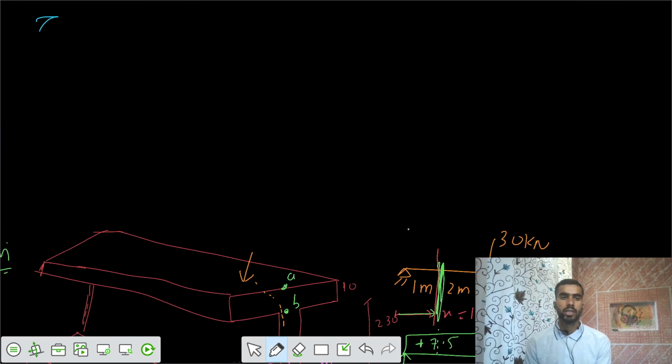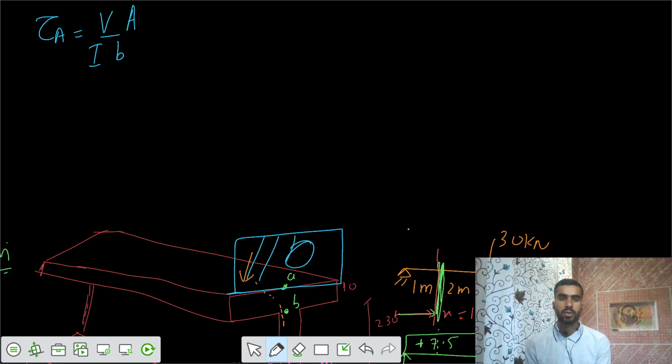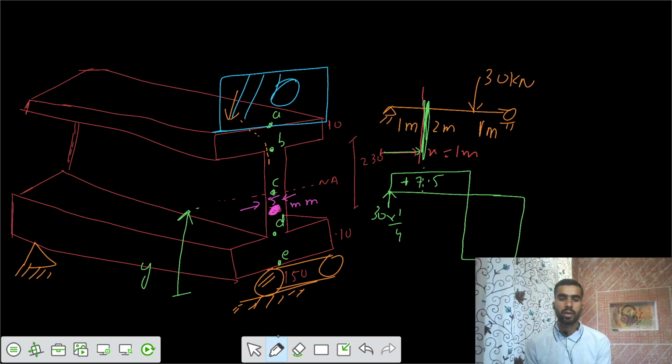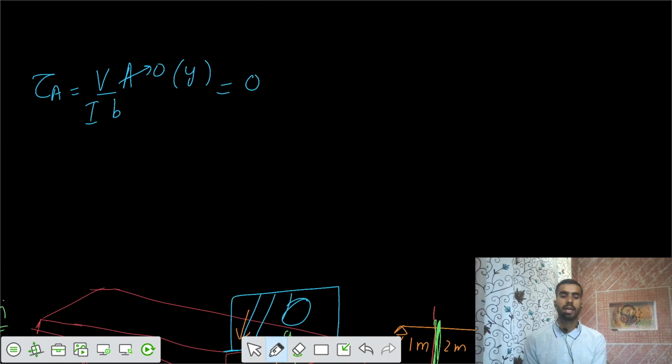I would write shear stress at point A equals V by I, and B. What is the area above that point A? That is 0. So I can write area equals 0 into Y, so I get a shear stress at A equals 0. If you take the area below point A, you would still get AY equals 0, because the centroid of that area would be at the neutral axis, so Y equals 0. So finally your shear stress at A equals 0.